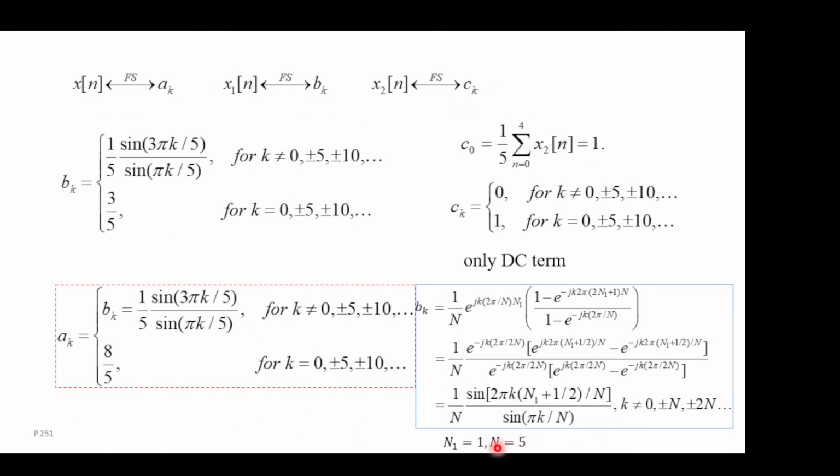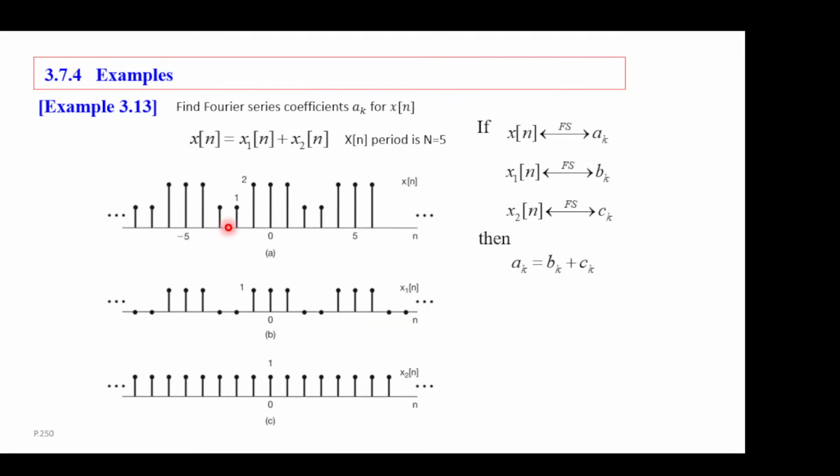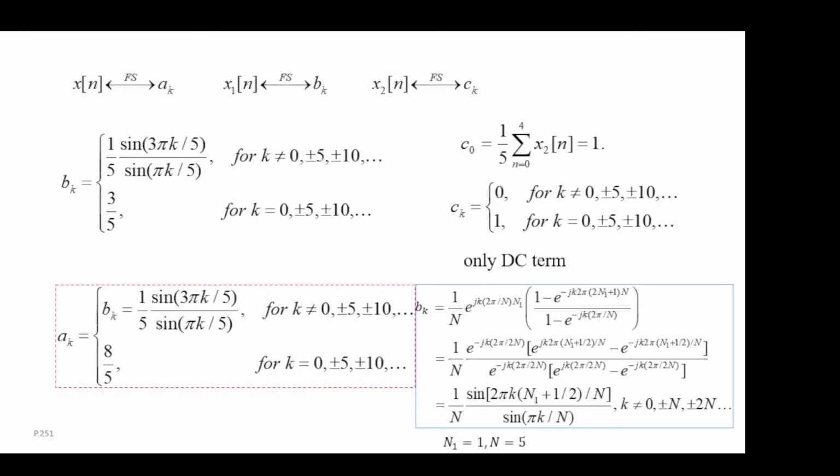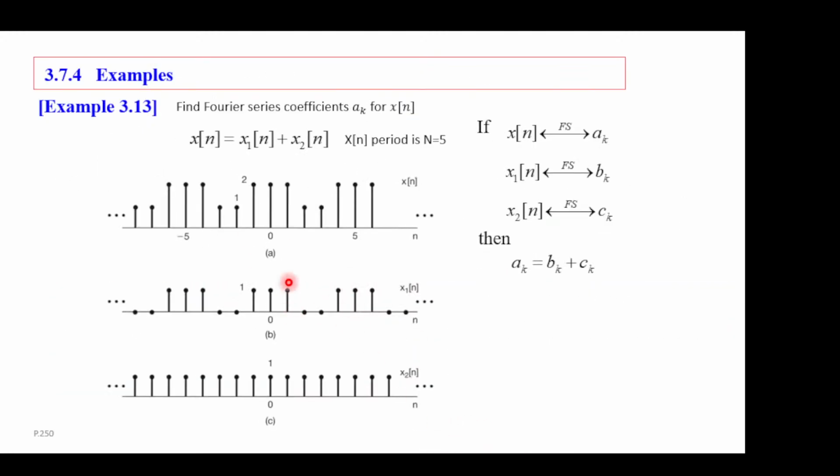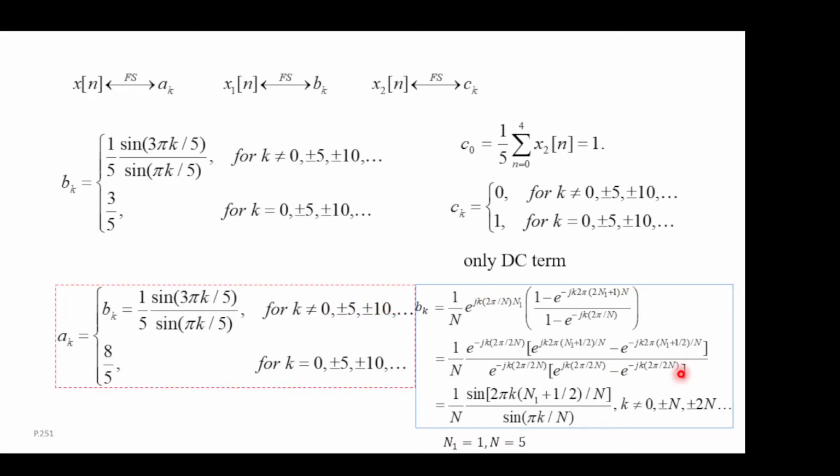So big N will be the period, and we say the period is 5. And this n1, before it's like the half width here, so n1 is 1 because there's 3 ones here. Okay. And anyway, we plug in these results, so we get bk is this thing.